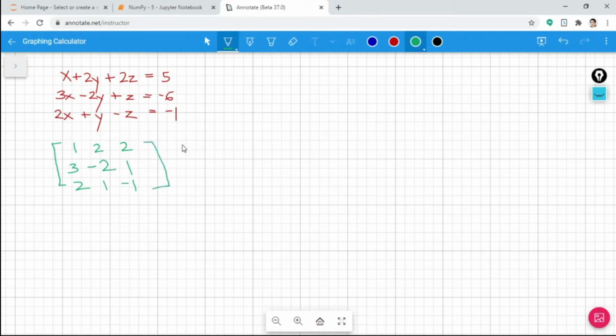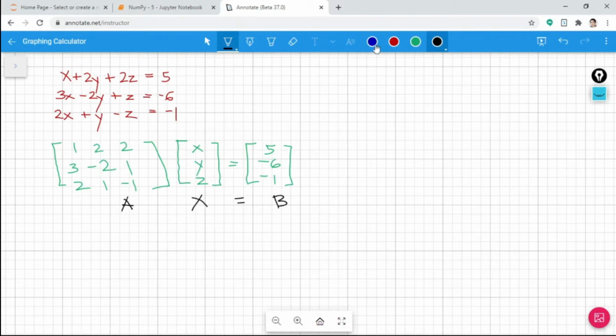Okay, so next one, we have the matrix xyz equivalent to 5, negative 6, and negative 1. Okay, so we have that. Again, it's expressed as AX = B. This one is A, this is X, and this one is B.